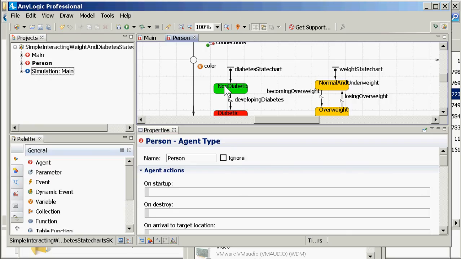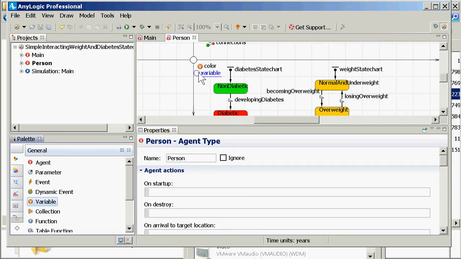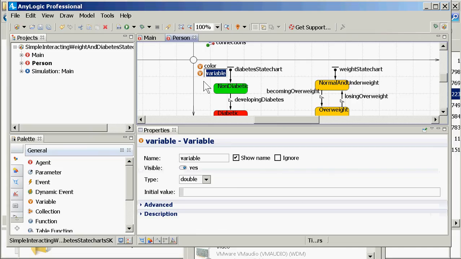We could add a variable, and let's call it radius? Something like that? What do you say? Radius? Sorry? Yeah, we could say weight.